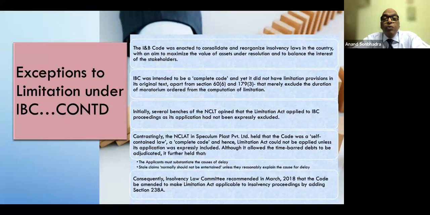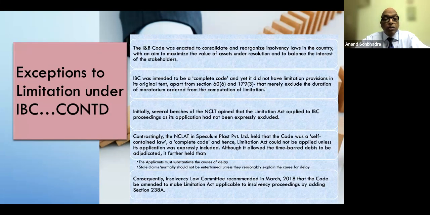The IBC Code was enacted to consolidate and reorganize insolvency law in the country, with an aim to maximize the value of assets under resolution and to balance the interest of the stakeholders. It was also intended to be a complete code, yet it did not have a limitation provision in its original text, apart from Section 60 and 179 that merely excluded the duration of moratorium ordered from the computation of limitation.